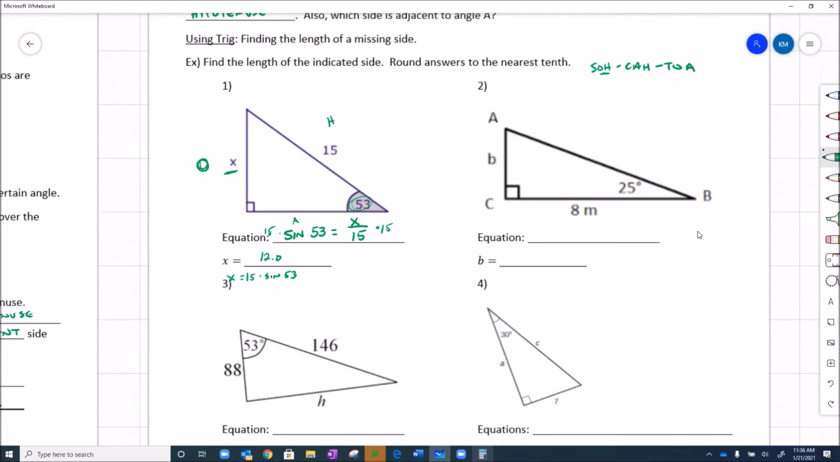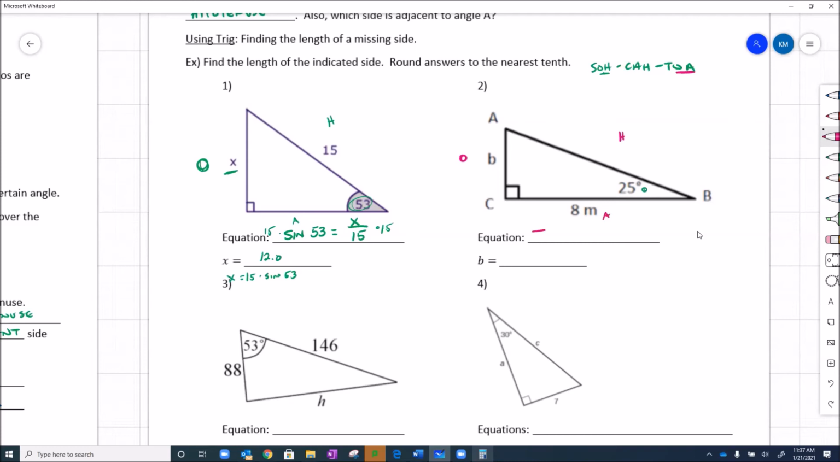Okay. Looking at the next problem, they ask us to solve for B. So again, we're looking from this angle because we know it's 25. We're going to identify what sides we have. So here's my opposite side, here's my hypotenuse, here's my adjacent. I want to know the opposite, and I know the adjacent. Opposite and adjacent means I should be using tangent.